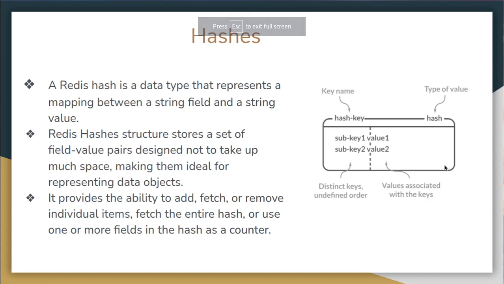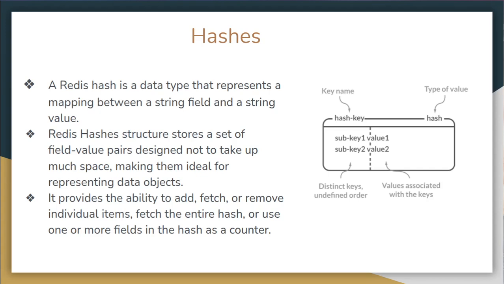Hello guys, now I'm going to discuss the topic of hashes. So what is a hash? It's actually a data type in Redis. It acts as a map. It's not that it acts as a map, it actually is a map. If you come from a Java or JavaScript background, you may be familiar with the word map, which stores key value pairs.